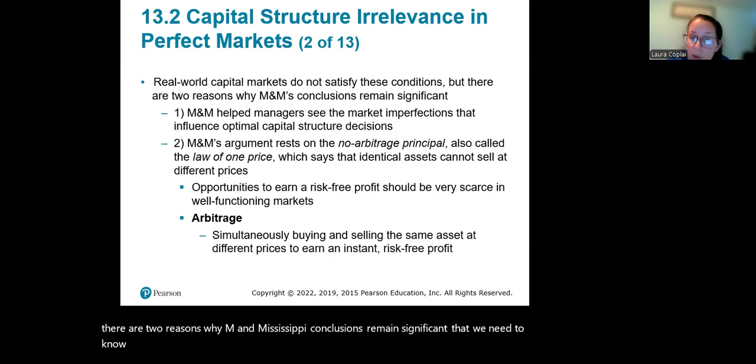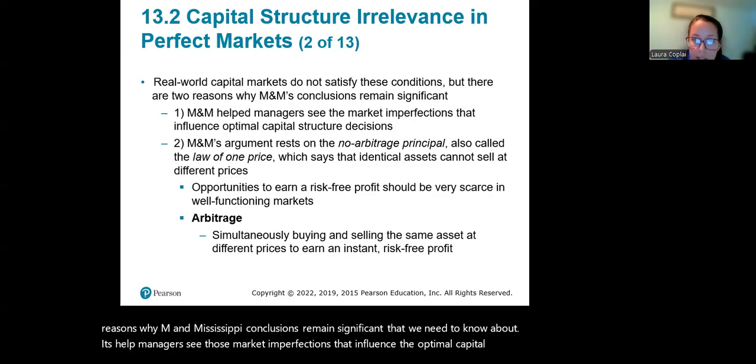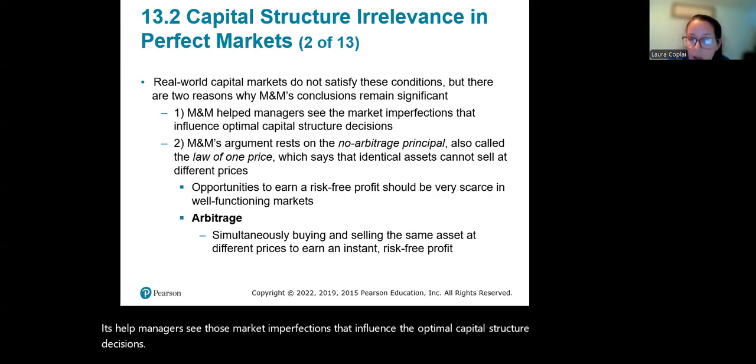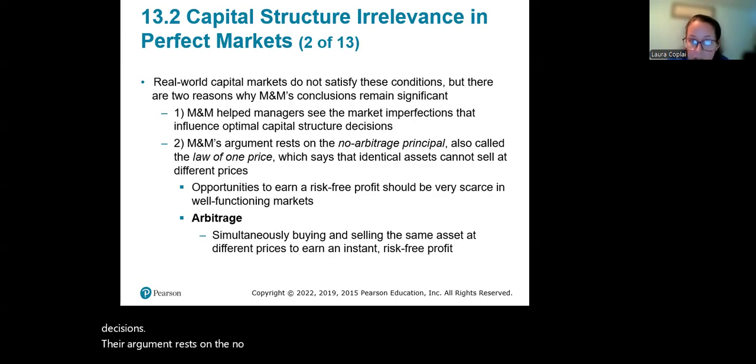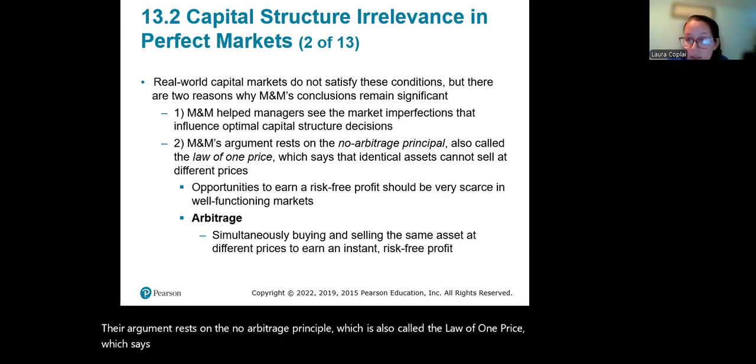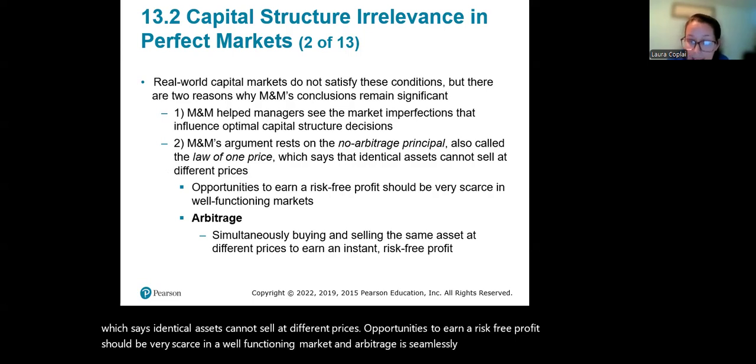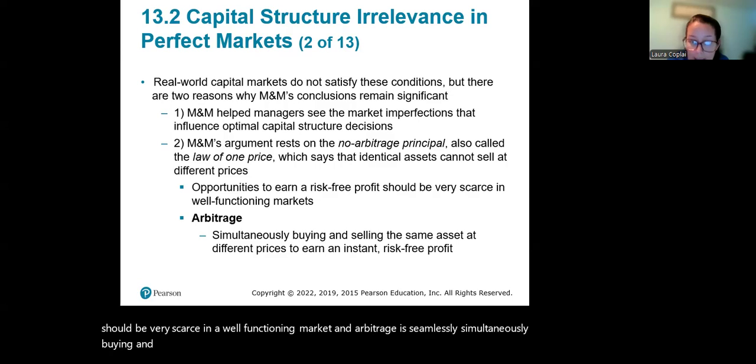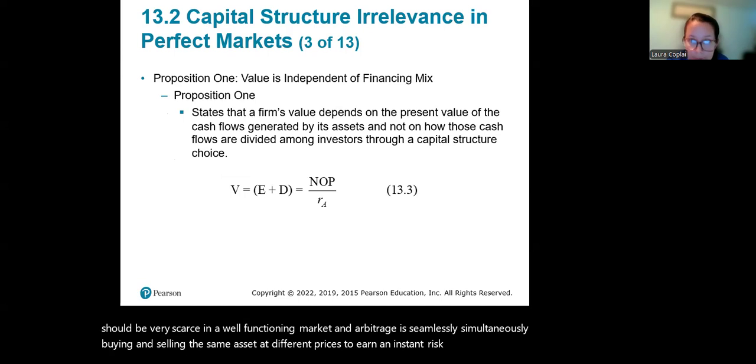It's helped managers see those market imperfections that influence the optimal capital structure decisions. Their argument rests on the no arbitrage principle, which is also called the law of one price, which says identical assets cannot sell at different prices. Opportunities to earn a risk-free profit should be very scarce in a well-functioning market. And arbitrage is simultaneously buying and selling the same asset at different prices to earn an instant risk-free profit, okay?